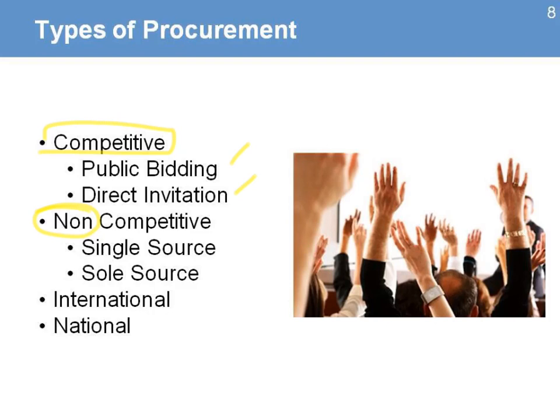Non-competitive means that either there is a single source that you already do work with and you're asking them to send you a bid, or sole source, meaning that there is nobody else but one organization, one company, or one consultant available who can do that work in that area of your project. You can also look at international, opening the bid for companies that are outside the country where the project is located, or just focus only on the national companies. Those are the options available that are part of the types of procurement.